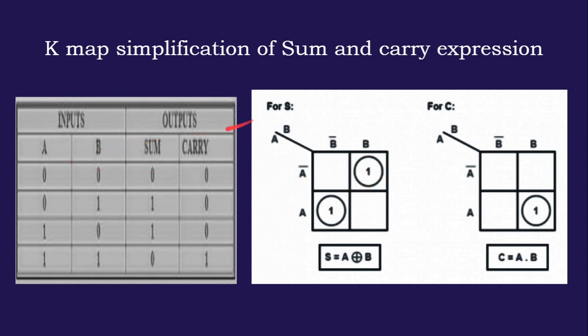Now from this, how to fill the Karnaugh map cells? We have to find out for sum first. Here for sum, 0, 0 is 0; 0, 1 is 1; 1, 0 is 1; 1, 1 is 0. That means these are the cells 0, 1, 2, 3. So the value at position 0 is 0, so it is not mentioned, for position 1 the value is 1, for position 2 the value is 1, and for the third position the value is 0, so it is left blank. So the 1s are present in positions 1 and 2.